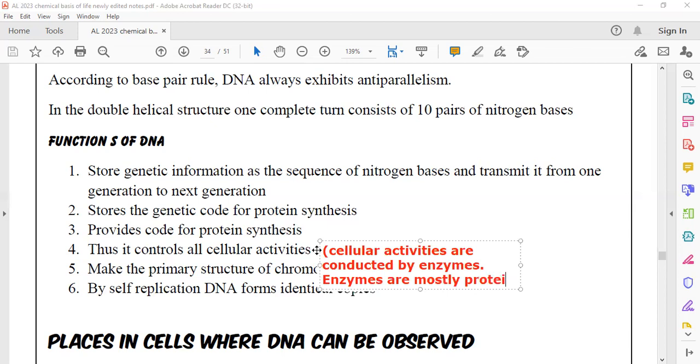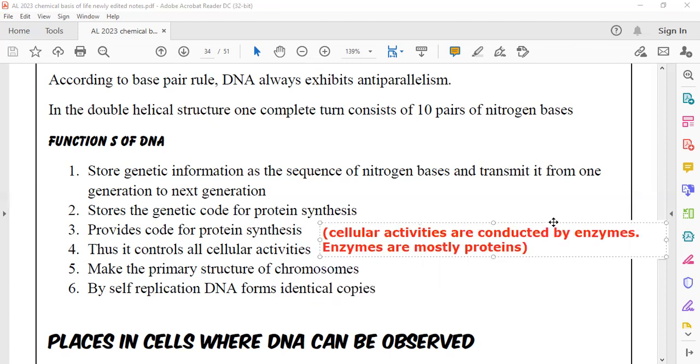Now take the connection. If the DNA produces mRNA only, mRNA will produce the protein. That means the enzyme. If the enzyme is made only, the cellular activity will be conducted. Otherwise, cellular activity will not be conducted.